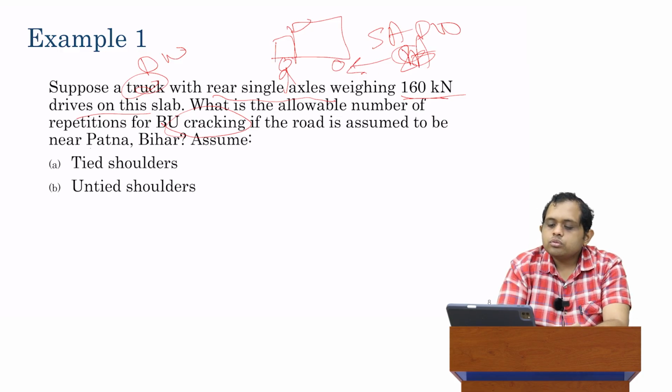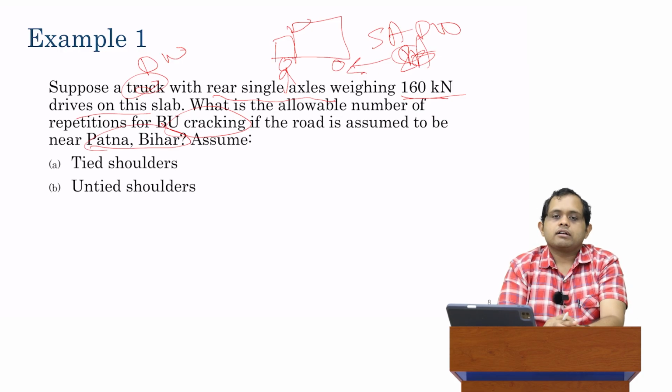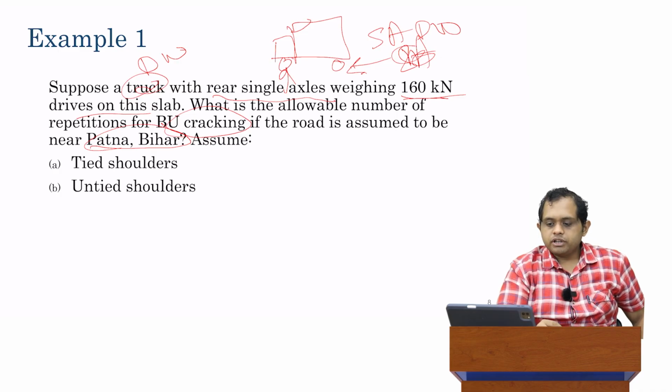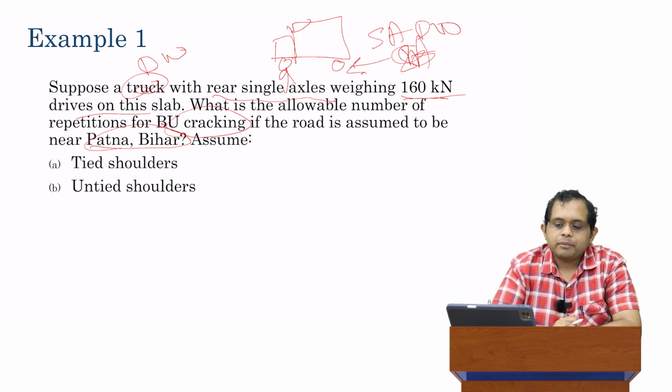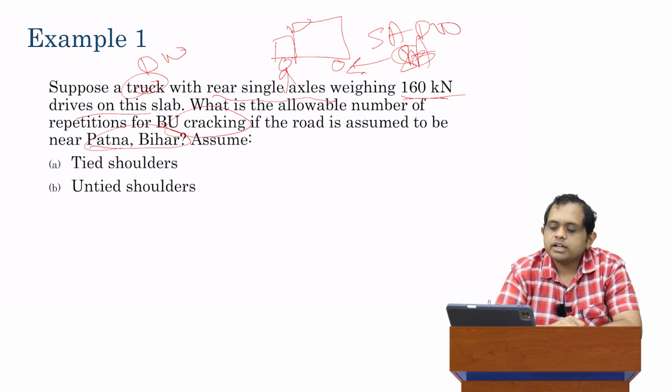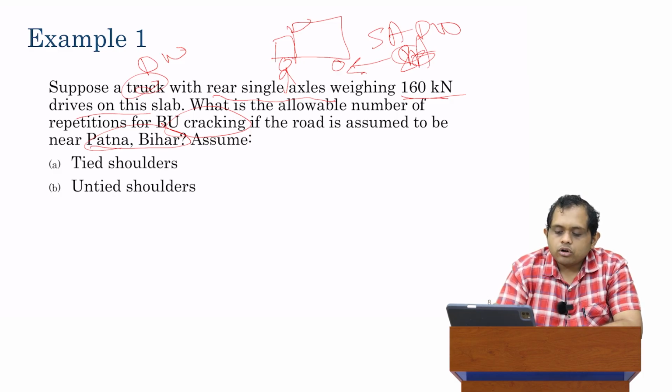Now, the road is assumed to be near Patna in Bihar. Why is this relevant? I'll show you in a particular minute. It will actually come back in terms of climatic conditions. So we are given the location also, that this road is assumed to be near Patna. Assume the following.